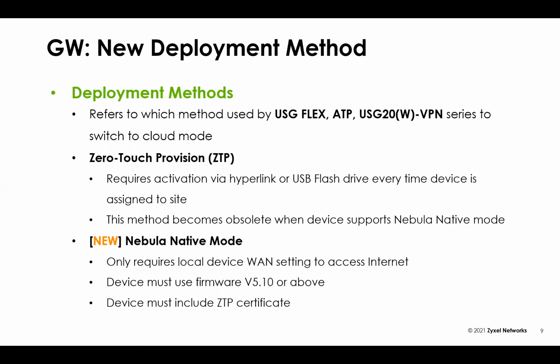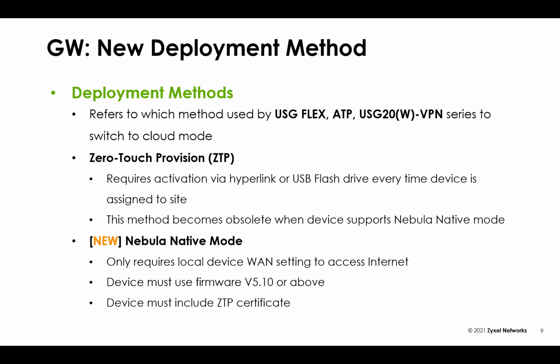With the zero-touch provisioning, what it does is it takes a file and you have to put it on a USB stick or a hyperlink. And then after you've configured your WAN settings within Nebula, it copies all that information to this hyperlink or file. What you would have to do then is reset your device to factory defaults and then run either the USB or that hyperlink to put the necessary information into the device in order for it to get synced up to the cloud. This is a little bit cumbersome.